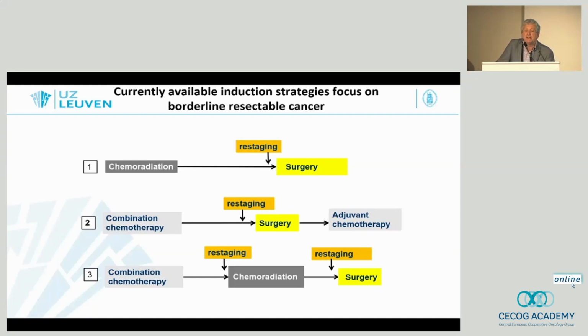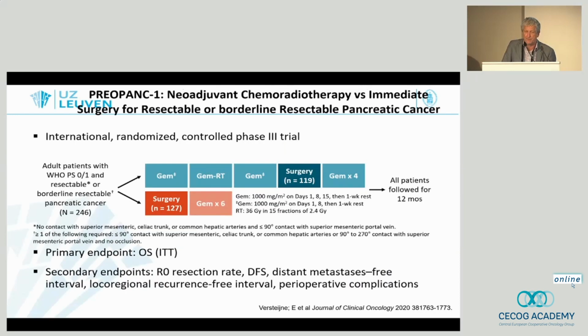But in general, in a neoadjuvant setting, you may have different strategies. You may start with chemoradiotherapy. You may look at combination chemotherapy regimens, then restaging, and then do surgery. Or there may be, and that's more for the initially unresectable or borderline resectable patients, combination chemotherapy, restaging, and eventually chemoradiation at that moment before surgery. So in theory, you have different options that you can do.